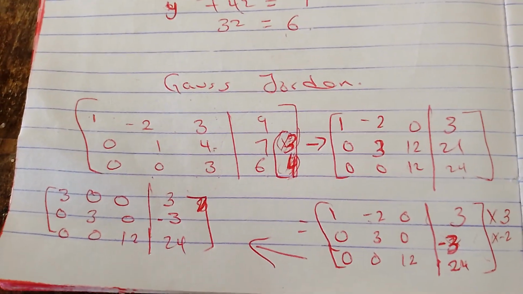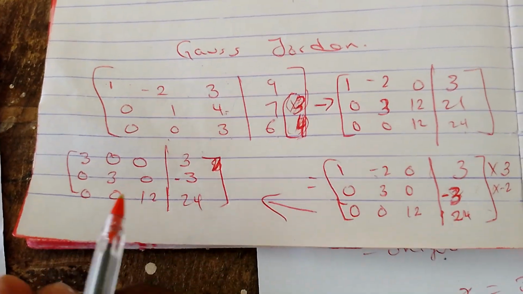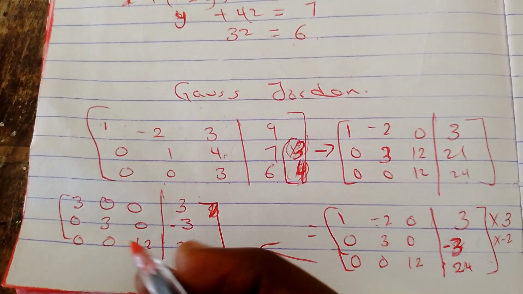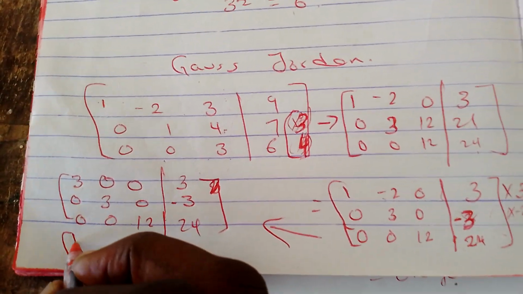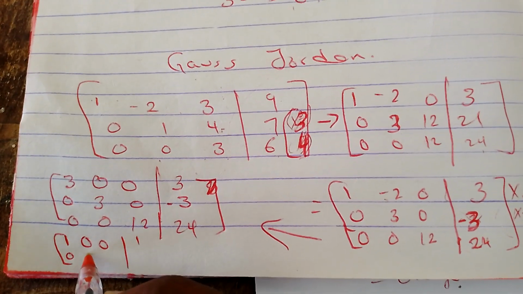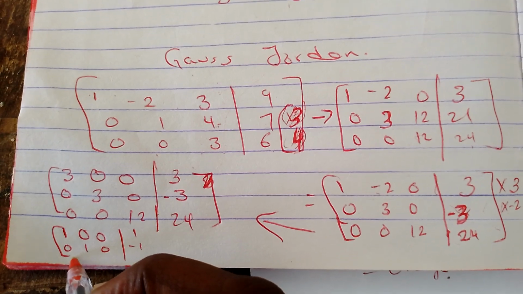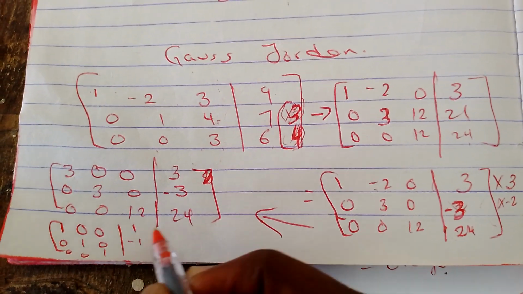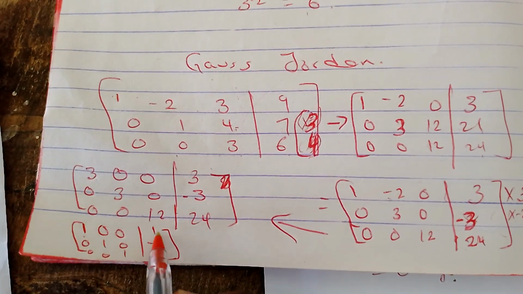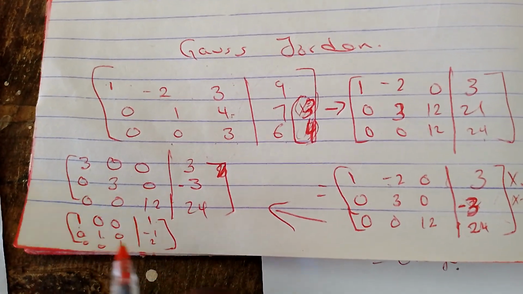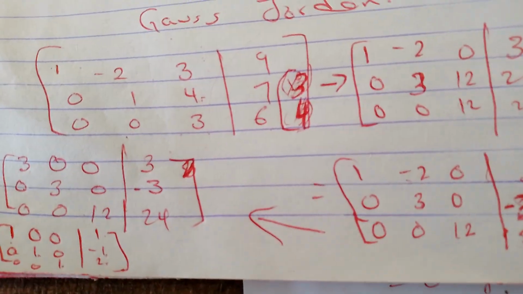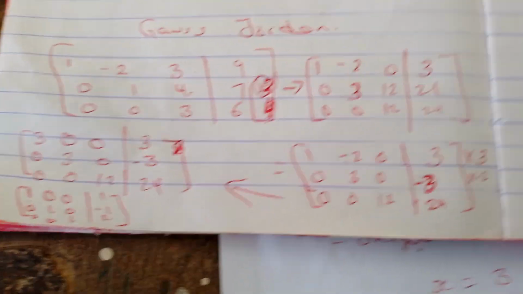So you can now break this thing down to 1, sorry. Here you can just divide the first row by 3. That gives you 1, 0, 0, 1. This gives us 0, 1, 0, negative 1, and then 0, 0, 1. You can divide this by 12, okay? Then you end up having 2. So realize that x equals 1, y equals negative 1, and z equals 2. It's probably a longer way, but it still solves the problem.